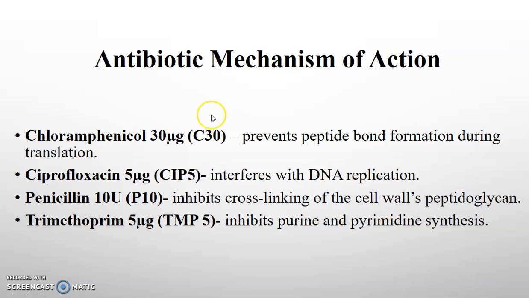The other little things on here, this 30 micrograms, 5 micrograms, 10 units, and 5 micrograms, these are the dosages, how much of the antibiotic is present in that little disc, which is something that's important for the procedure section of your lab report. And then these are just the codes as well.